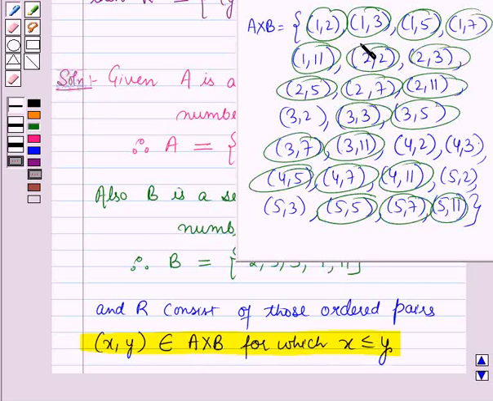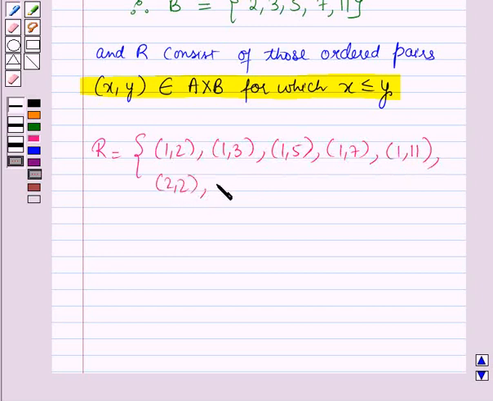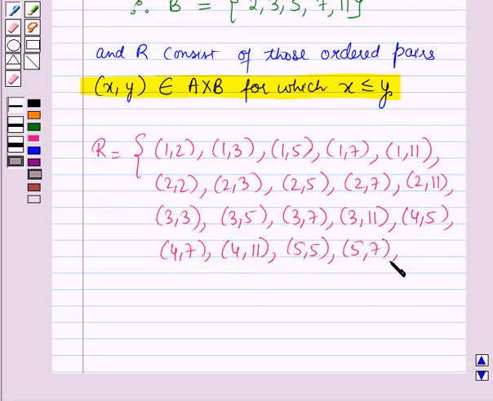That is, all of these ordered pairs belong to A cross B, and also in all of these ordered pairs, the first component is either less than or equal to the second component, which means x is either less than or equal to y. So the relation R is a set containing the ordered pairs (1, 2), (1, 3), (1, 5), (1, 7), (1, 11), (2, 2), (2, 3), (2, 5), (2, 7), (2, 11), (3, 3), (3, 5), (3, 7), (3, 11), (4, 5), (4, 7), (4, 11), (5, 5), (5, 7), and (5, 11).